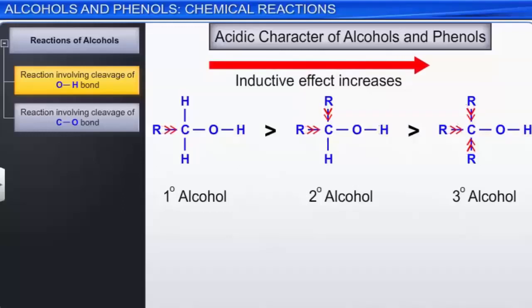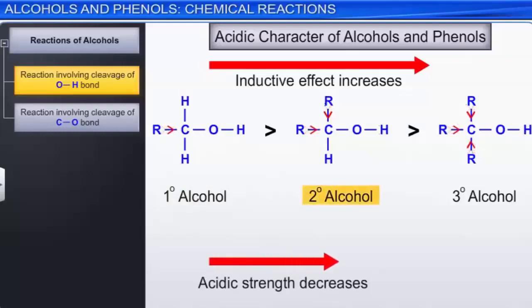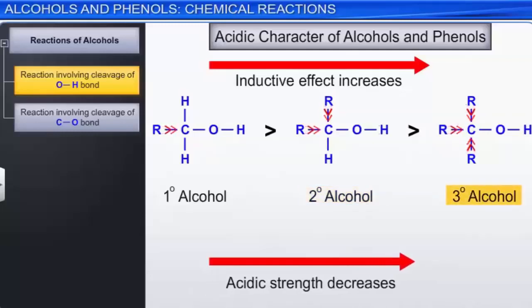Methyl and primary alcohols, which have the lowest degree of the inductive effect, are slightly more acidic than secondary alcohols. Secondary alcohols are slightly more acidic than tertiary alcohols, which have a strong inductive effect.